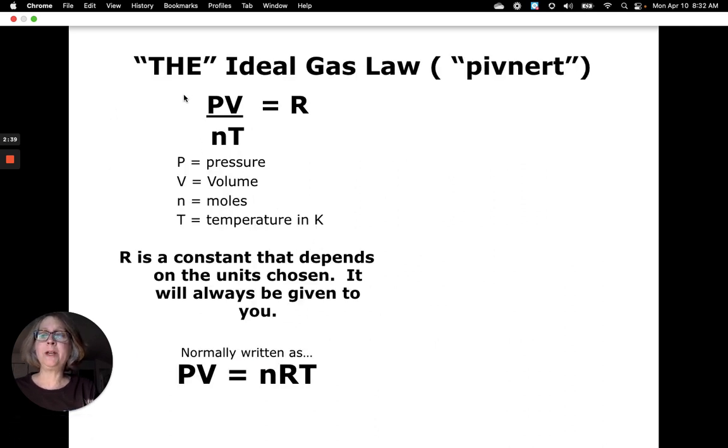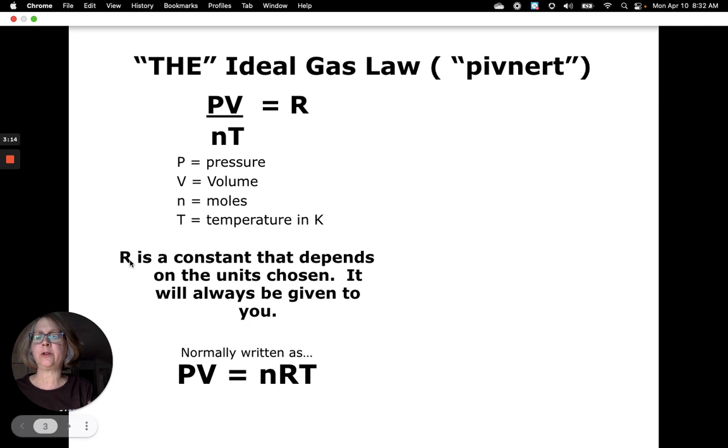So we have something called the ideal gas law, and a way to remember it is this nonsense word, Pivnert. As you've seen in the previous gas laws, certain relationships give you a constant. That's why you can predict how things change. Well, somebody somewhere looked at the four variables that affect gases: pressure, volume, N being moles, and T being temperature in Kelvin. And they set up this ratio, and every time they set up this ratio, no matter what they did with the variables, they got the same number, a constant.